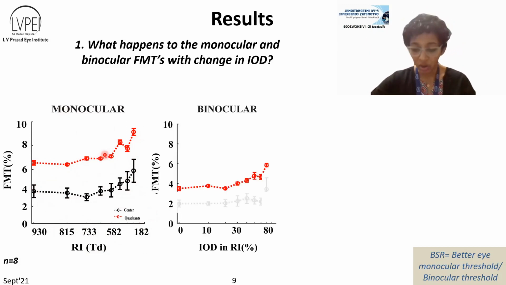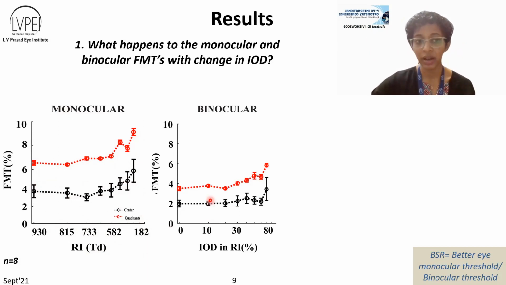And when it comes to binocular, again, center and quadrant showed features akin to the monocular flicker modulation thresholds, but here as a function of interocular difference, because binocularly you have the filter in front of one eye and you're creating that difference, hence the interocular difference on the x-axis. The critical point to note in both binocular and monocular flicker modulation thresholds is that up to a certain point there isn't any major change in the modulation threshold. However, beyond a point there is an increase in the flicker modulation threshold in both the monocular and binocular aspects.